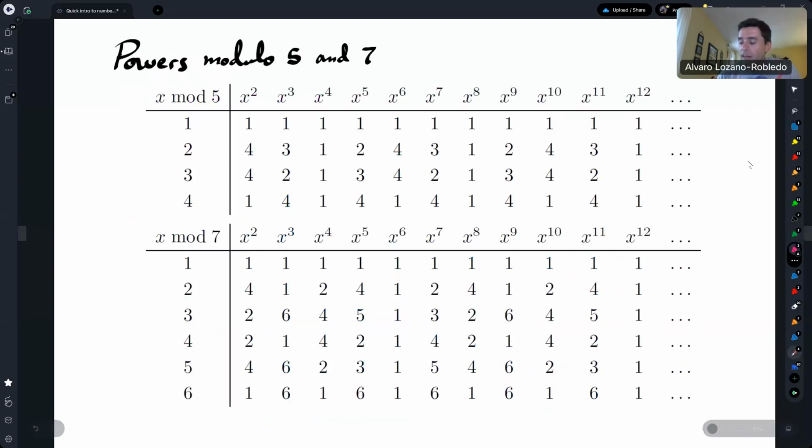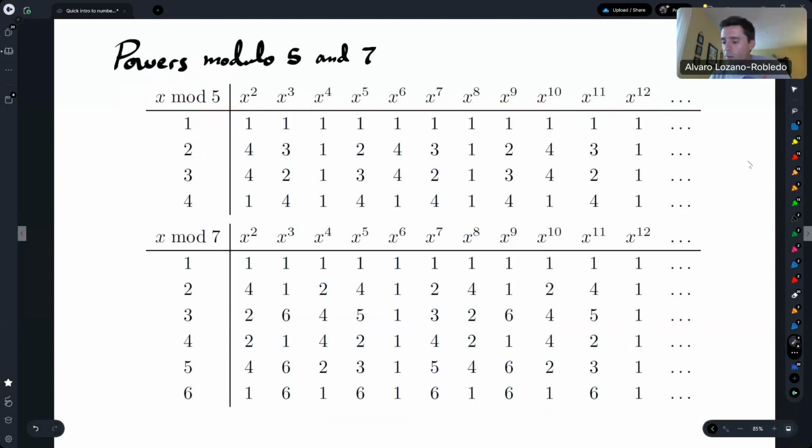I've made a table here for the units modulo 5 and for the units modulo 7. If you start with 0, 0 squared is 0 times 0 is 0, and so on. If I put the 0, there would be an entire row of zeros here, and I don't want that. But what happens with the other ones? The powers of 1 are all 1s. The powers of 2 are 2, 4, 3, 1.